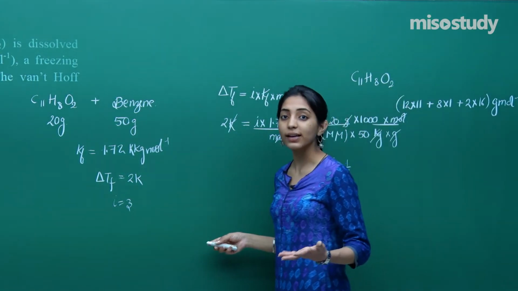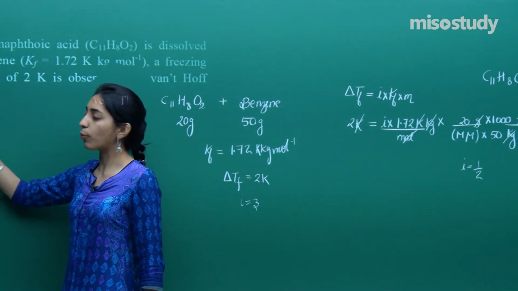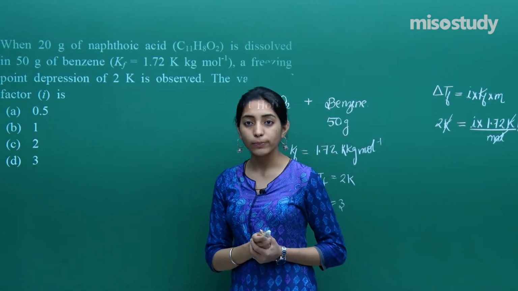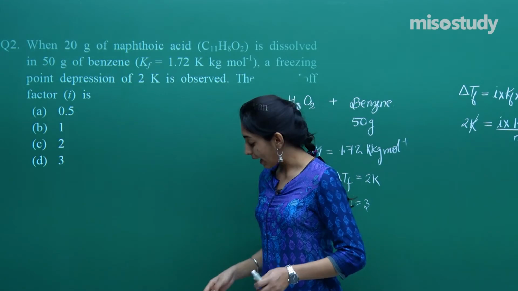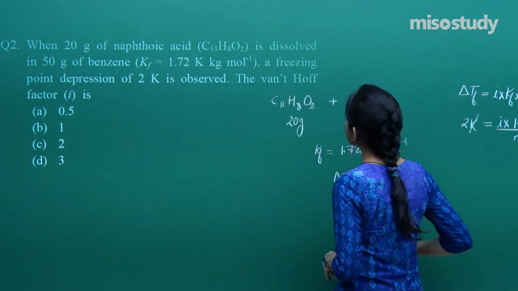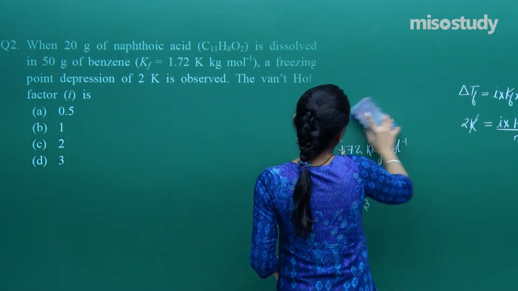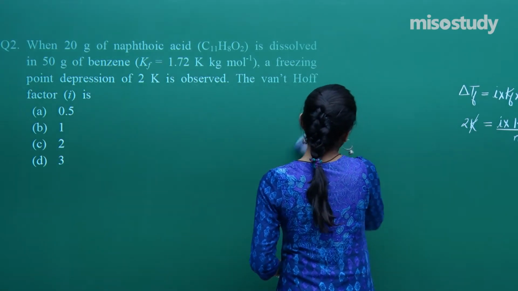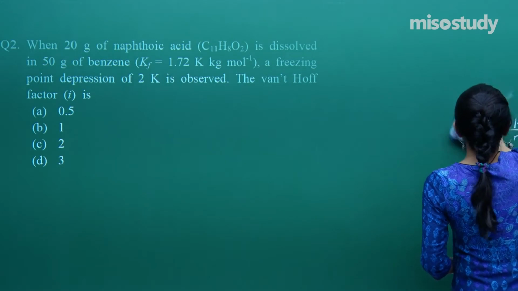Which will come out to be 1 by 2. I have done the calculation earlier, so the value of i that I got is 0.5. So marking option number A as the correct option for this particular question as well. Okay, again a very good and interesting question. Since question number 2 is also done, let us move on to question number 3. But again, before that, just give me a second.